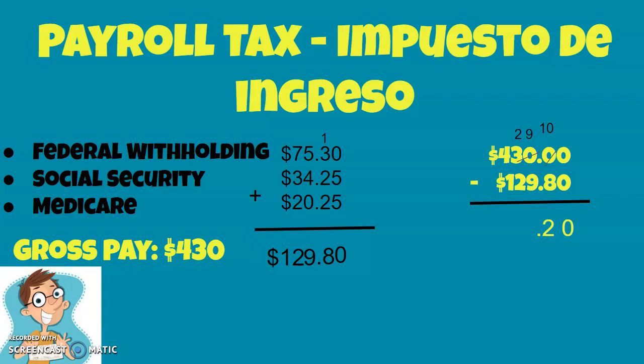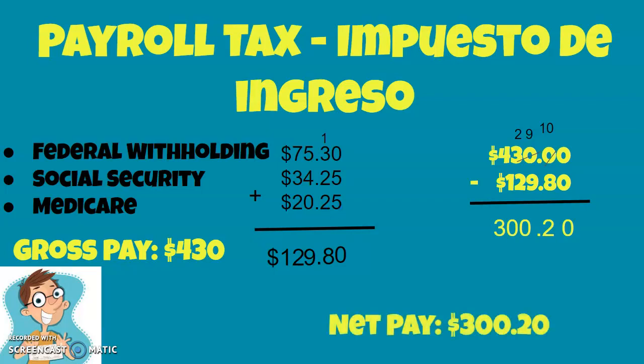Every time I add and subtract, I always make sure my decimals are aligned. 9 minus 9 is 0, 2 minus 2 is 0, 4 minus 1 is 3. So this is the amount of money I get to take home. That is called the net pay. Net pay is what you see. When you are working, that is what you get from your employer.